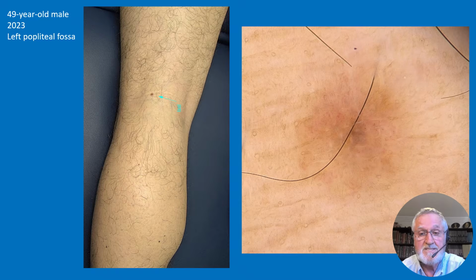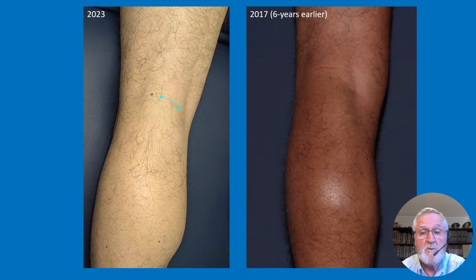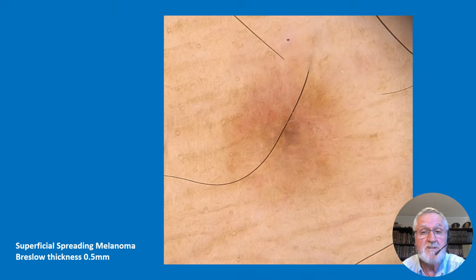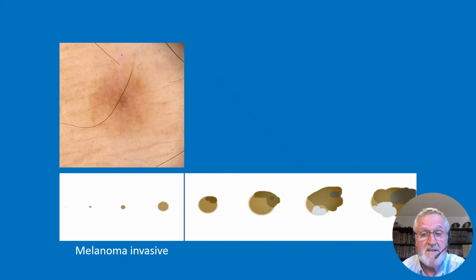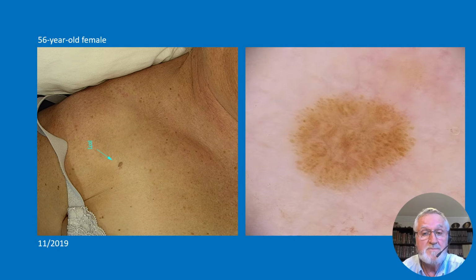It's a symmetrical lesion. It's not chaotic. So we looked at his images from 6 years earlier, and it wasn't there. So this was a new lesion. So we excised it, and it was a thin, invasive melanoma, Breslow 0.5 of a millimetre. On the left-hand side of the timeline, no features of melanoma at all.